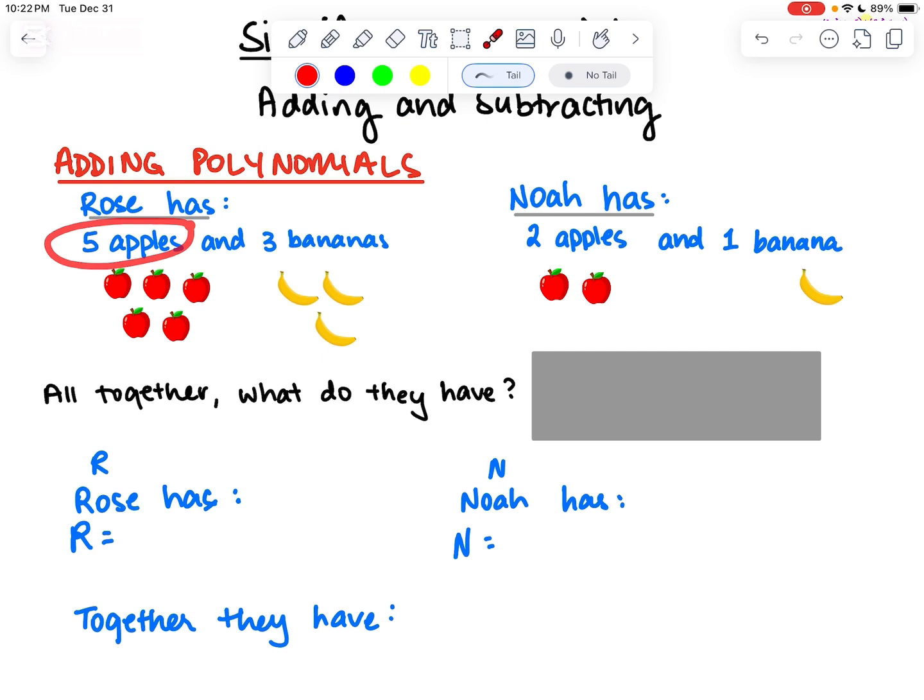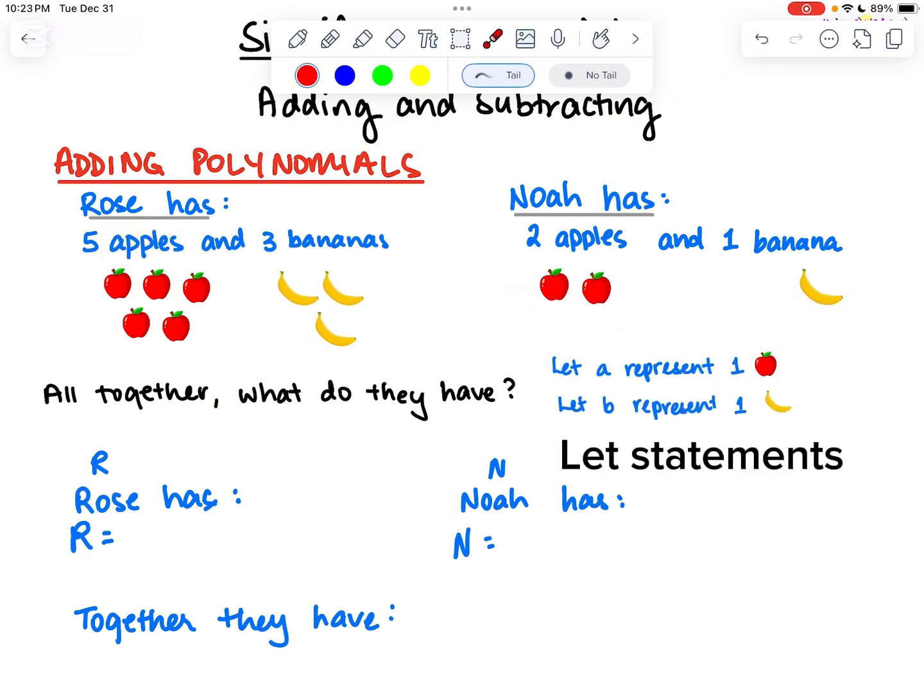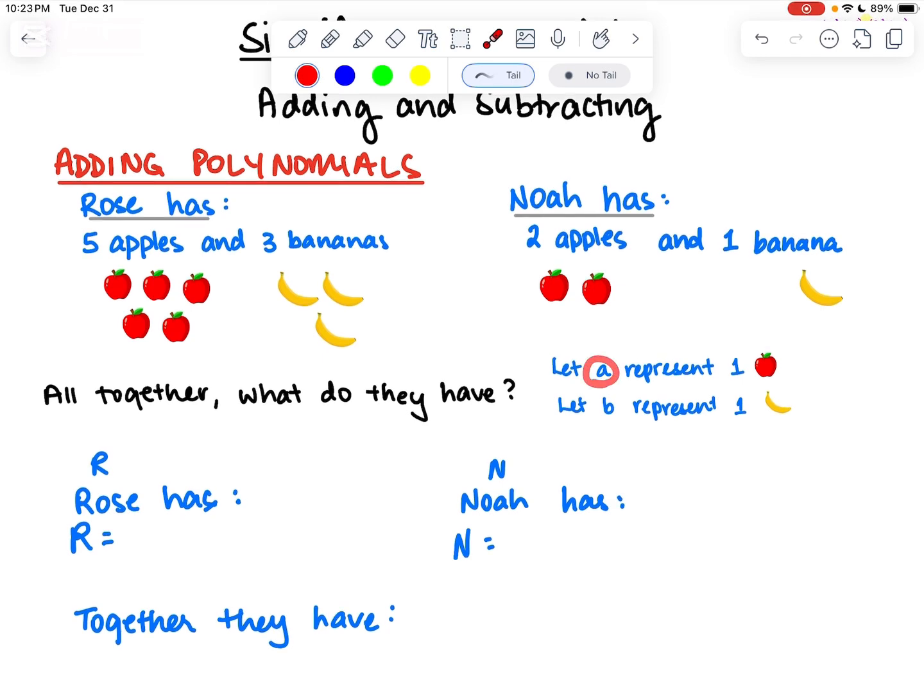Rather than saying Rose has 5 apples and 3 bananas, I'm just going to use a letter. So instead of apples, I'm probably going to use A. So we call these let statements. These define what we're using. So let the letter A represent 1 apple. Let the letter B represent 1 banana. And just so you know, if I just have an A, that means 1 apple. If I have 2 A's, it means 2 apples. If I have 4 B's, it means 4 bananas, and so on and so forth.